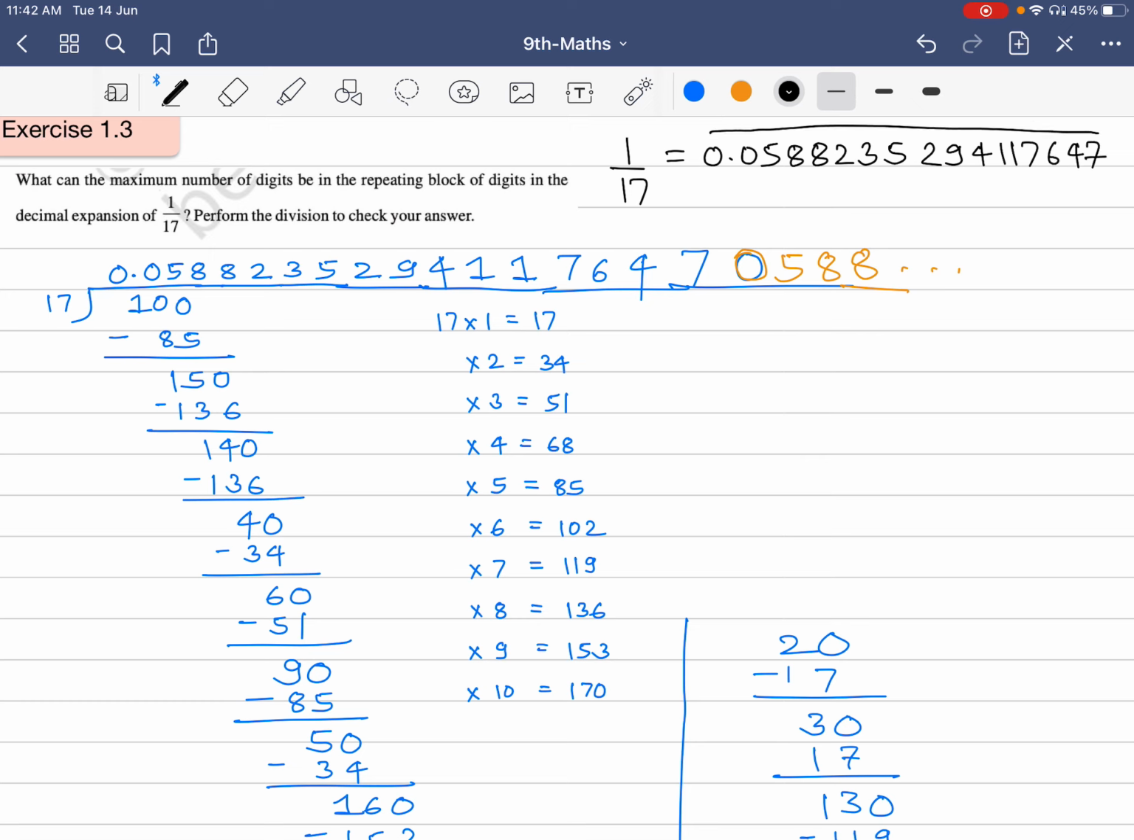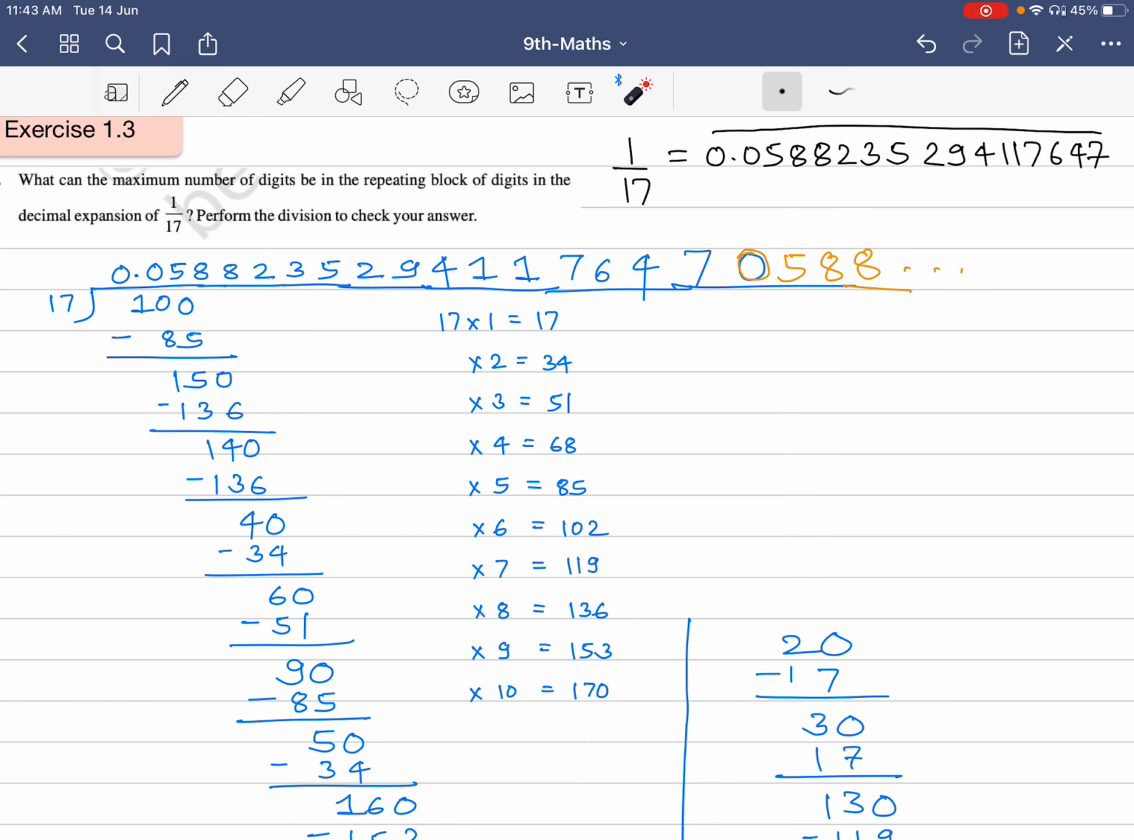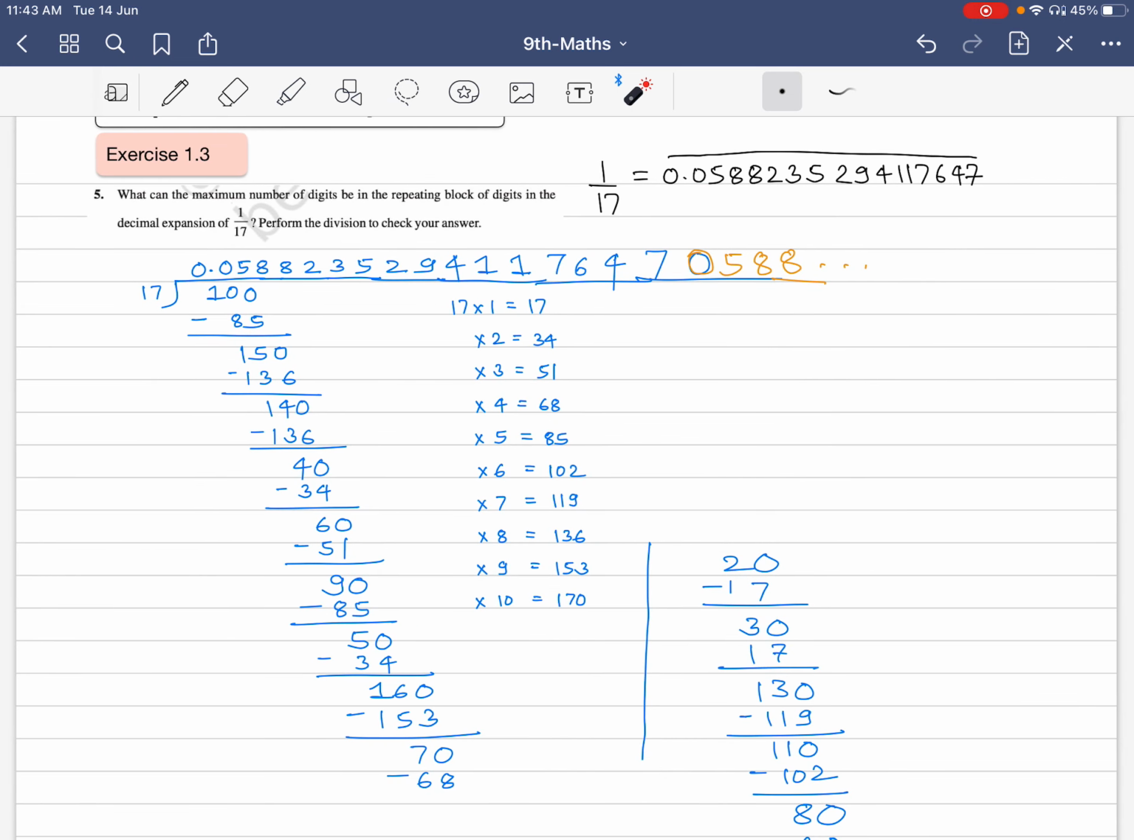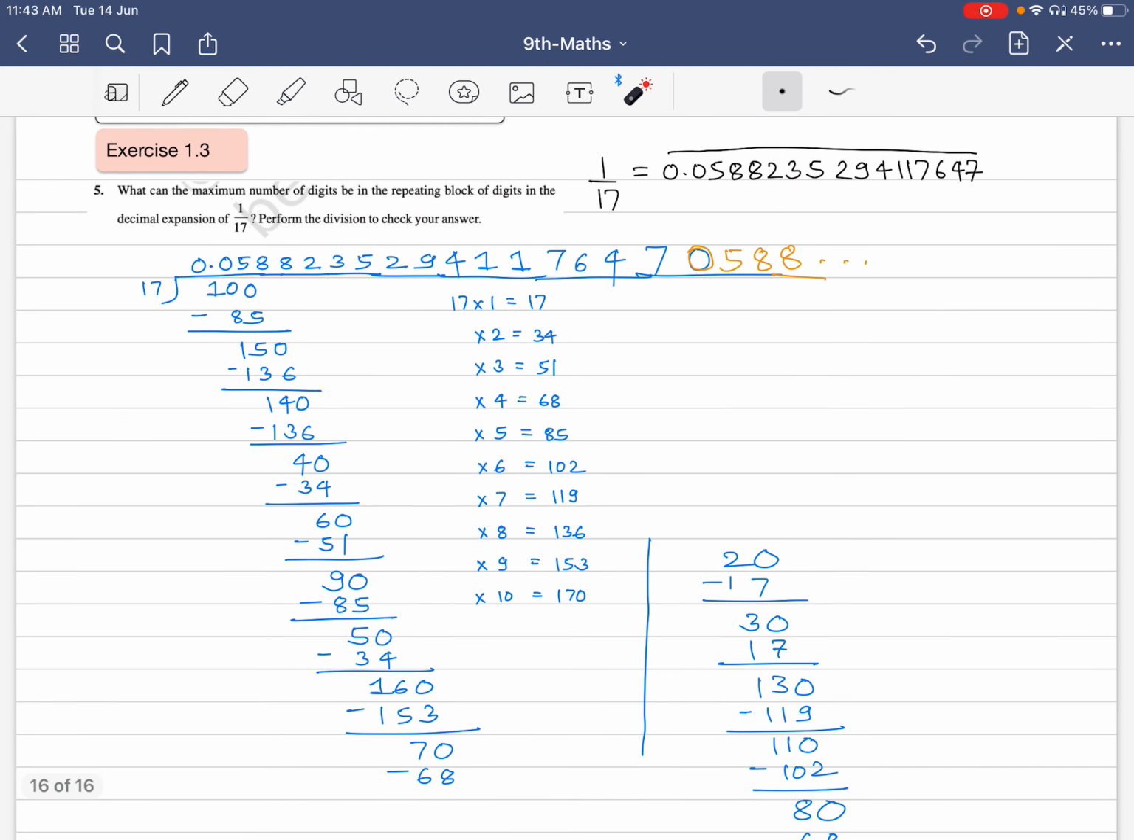This bar is very important. The bar indicates that this entire block of digits will be repeated again and again, as we saw here. So this is how you perform the division for 1 by 17, and you come to this conclusion.